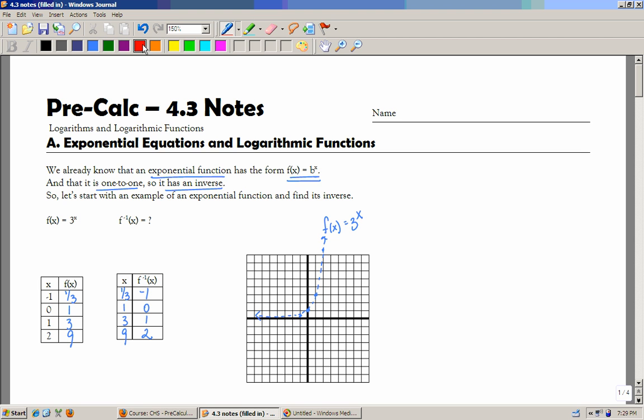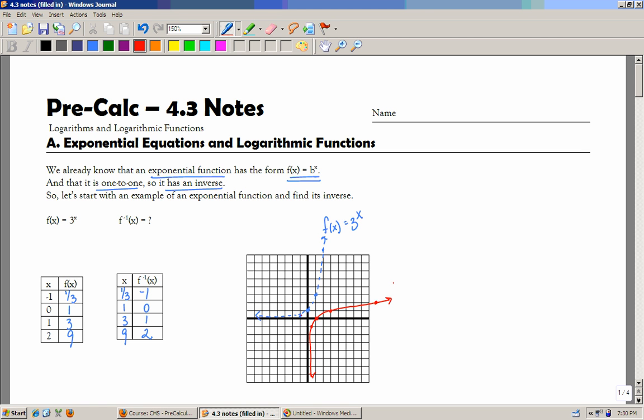Now if we flip our attention over to the inverse function, we're going to have every one of these points have the x and the y coordinates reversed. So our coordinate of (-1, 1/3) now goes to (1/3, -1). Our point at (0, 1) goes to (1, 0). Our point at (1, 3) goes to (3, 1). And our point from (2, 9) goes to (9, 2). And then we connect those where it used to run along the x-axis and exponentially increase. Now it runs along the y-axis and increases to the right.